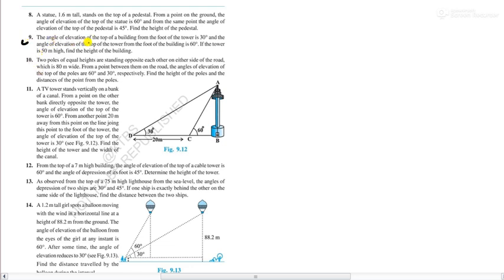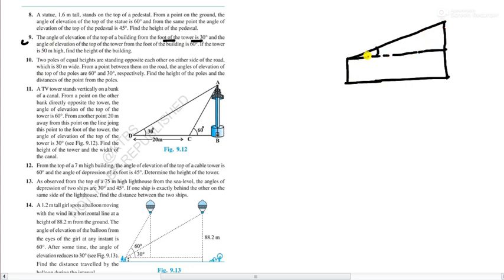Ninth one. The angle of elevation of the top of a building. So let me draw a figure. The angle of elevation of top of a building from foot of a tower is 30 degree. So if this is a building, this is a tower. From here to here, this is horizontal. So this I am taking tower, and this whole is building. They have told the angle of elevation of top of building from foot of the tower.